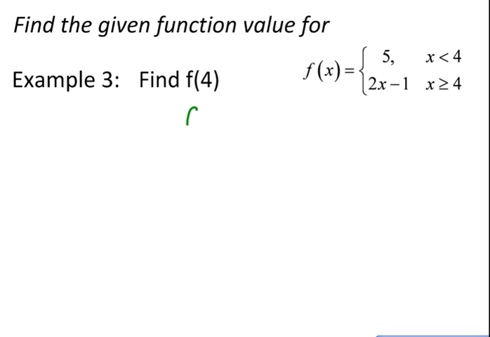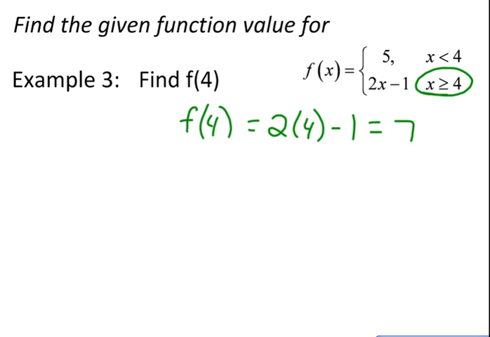f of 4 is greater than or equal to 4, so we're going to use 2x minus 1 again, substitute 4 for x, and we get f of 4 is equal to 7.